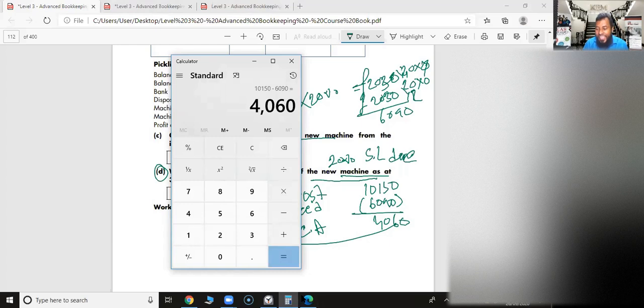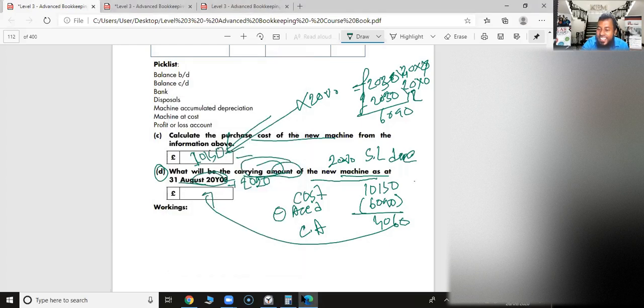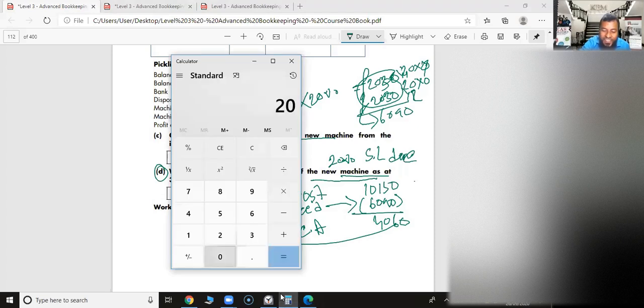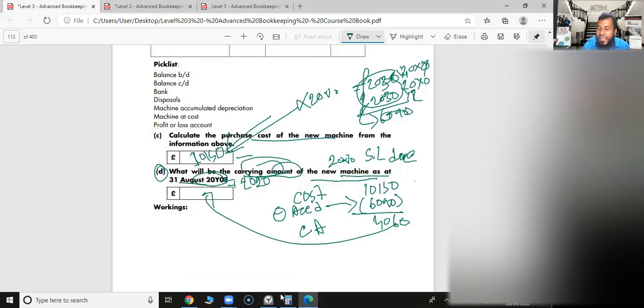Oh, hold on. Look at this. Does this 2 make 6090? Unbelievable. The accumulated depreciation, is it 6090? No. That's why working before and after is not a good thing. 2030 plus 2030 makes it 4060. 4060 is my accumulated depreciation.